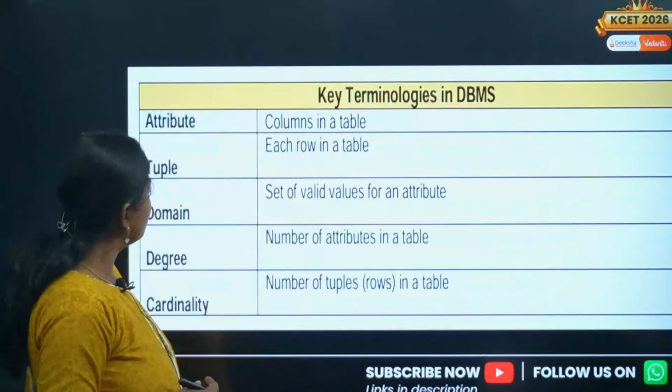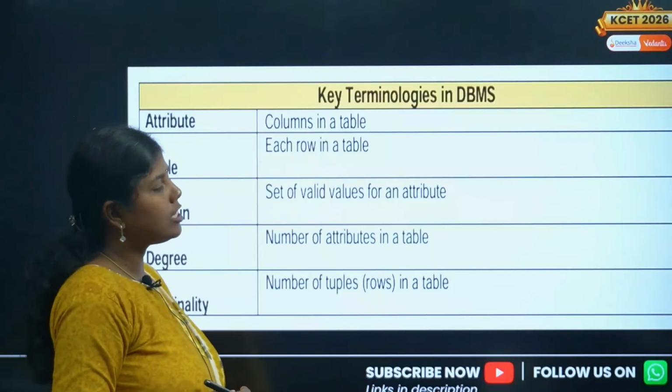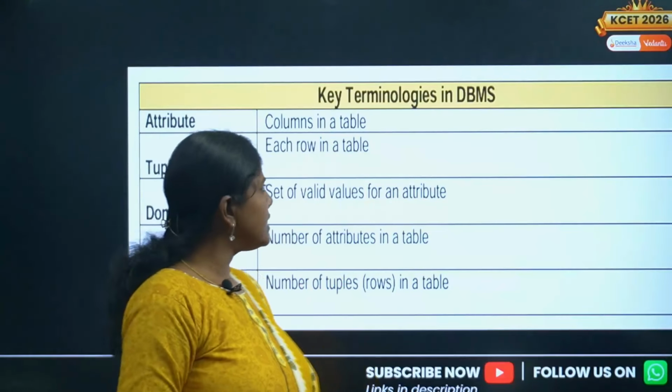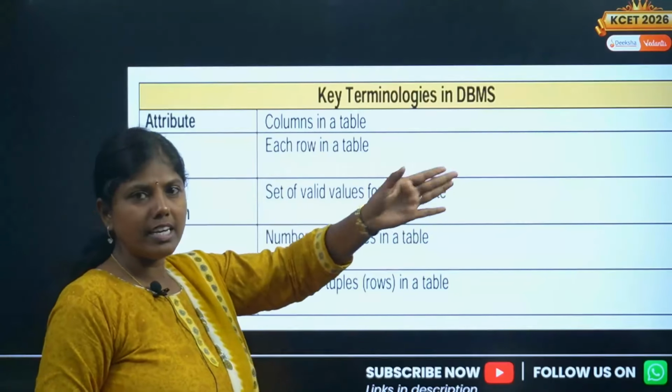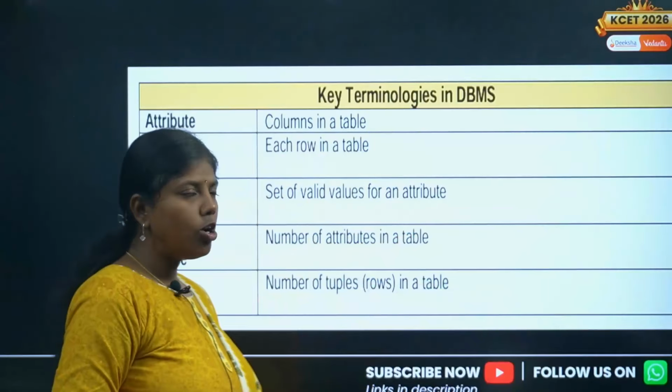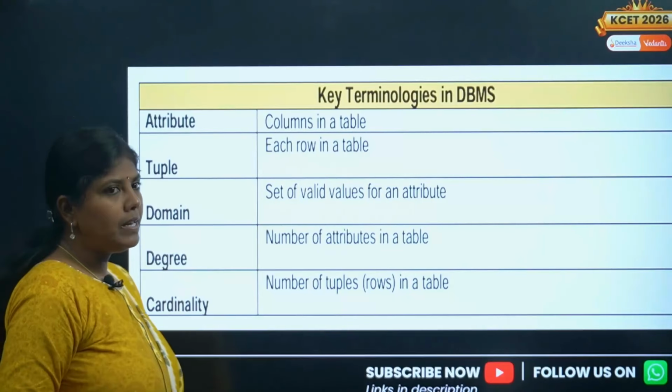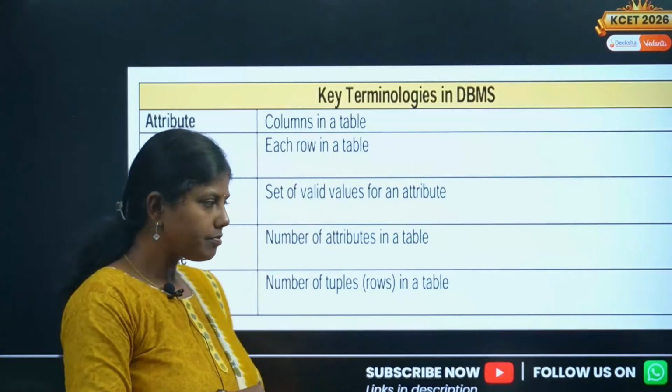We'll go to the next. Some key terminologies in the DBMS. We'll just understand some definitions here. Attribute is basically a column. Each and every column is identified by a distinct header. That is called an attribute, column or a field. Tuple is basically a row or record.